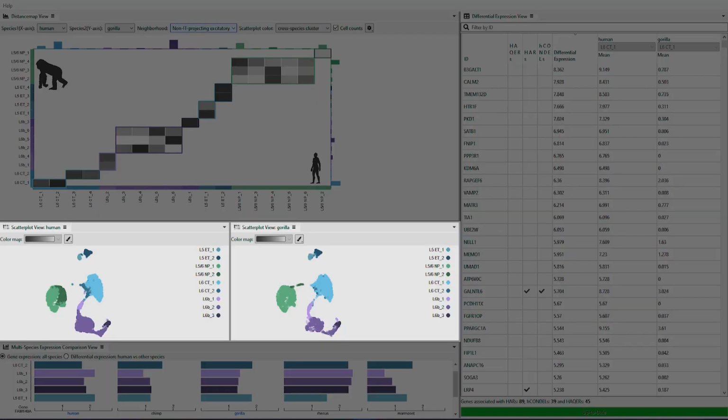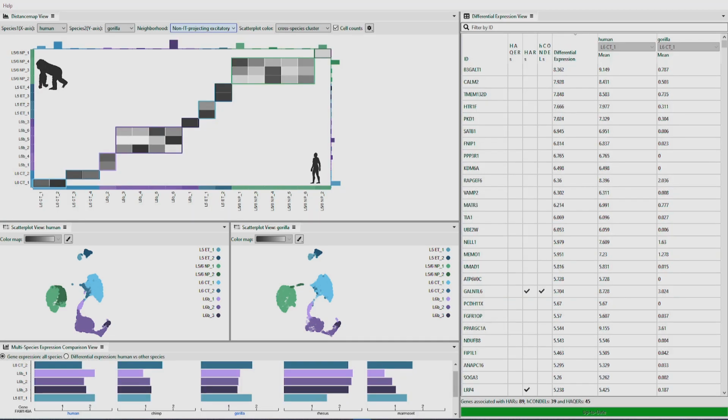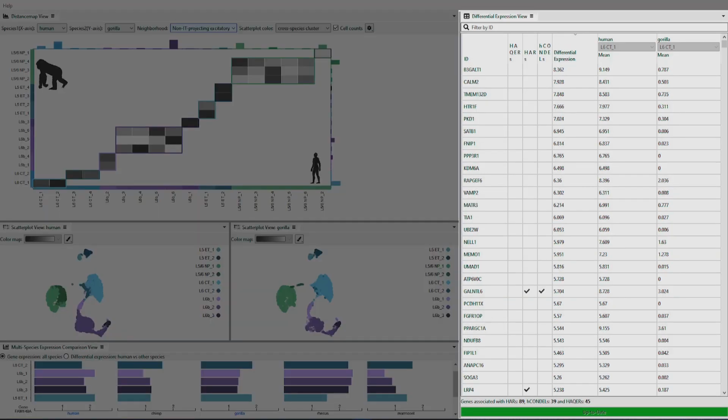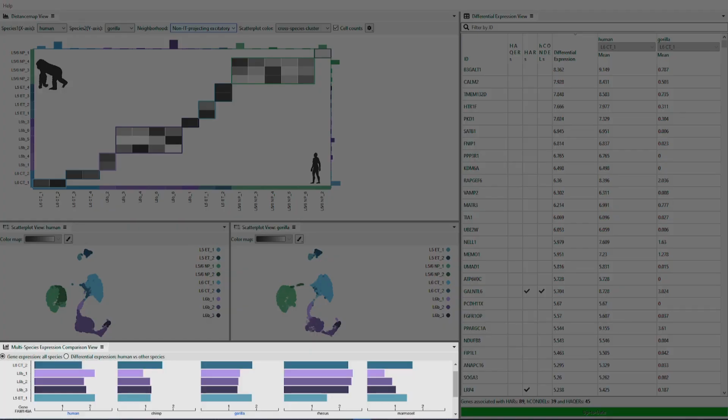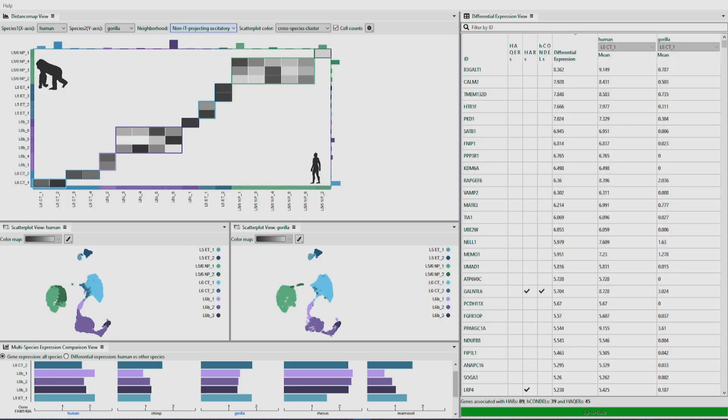The two scatterplot views display the low-dimensional embeddings of the cells specific to each species and are colored by their cross-species cluster colors. The differential expression view displays the cluster-specific mean expression values for each species along with their differential expression value and other gene-related attributes. And the expression comparison view displays the mean expression values for all the species for multi-species comparison.